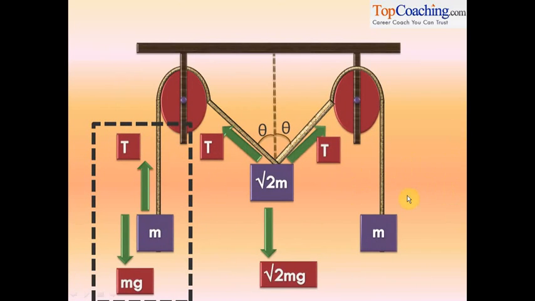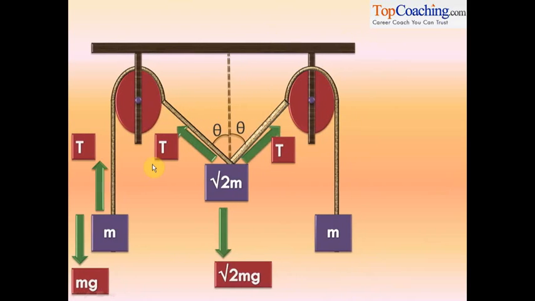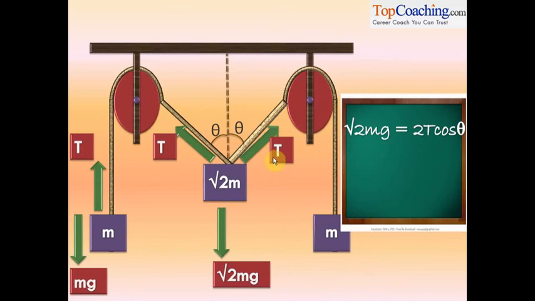Now, we can write equilibrium equations for both these masses. For the mass root 2m, in the vertical direction, clearly root 2 mg, the net downward force, is equal to 2t cos theta, the net upward force. The net component of each tension force upwards will be t cos theta, and 2t cos theta will be root 2 mg for the root 2m block. Similarly, for the m block, mg equal to t.